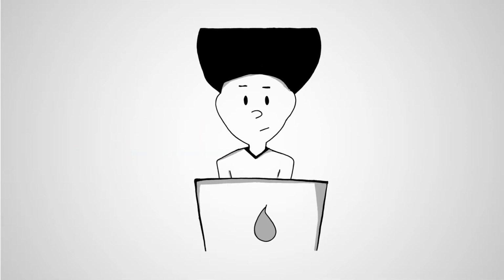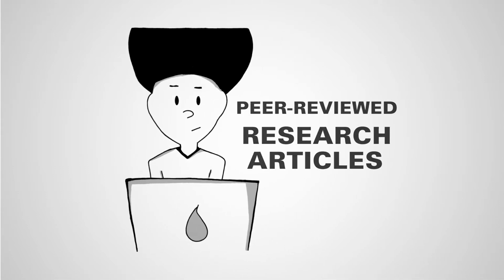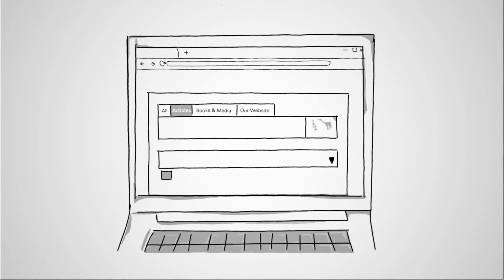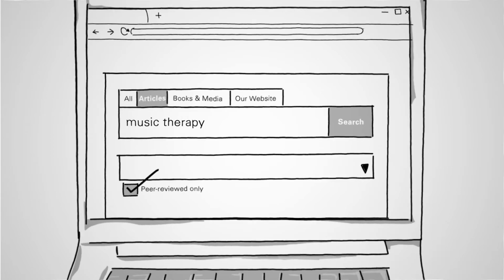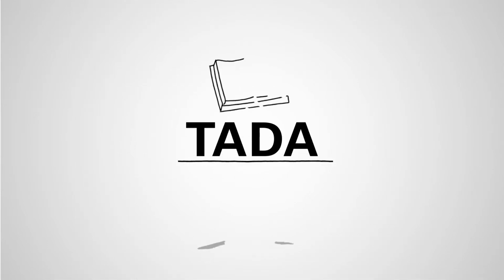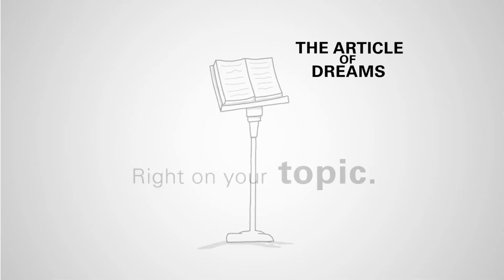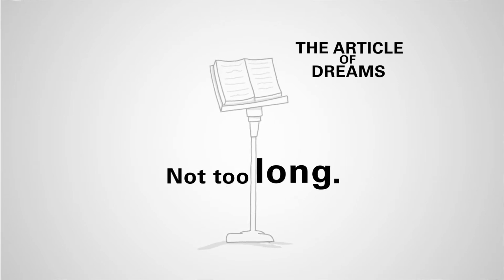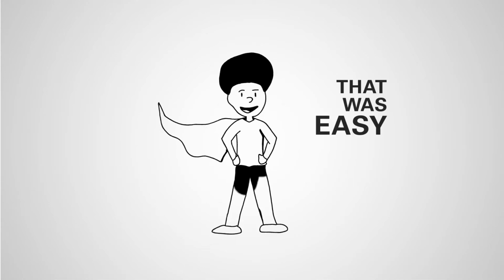So you've got a research assignment, and you need to use 5 peer-reviewed research articles. Knowing what to do, you pull up your favorite library database, enter your search terms, and even click the peer review filter. And ta-da! There it is, the perfect article. Right on your topic, not too long, and written in accessible language. Job done. That was easy.